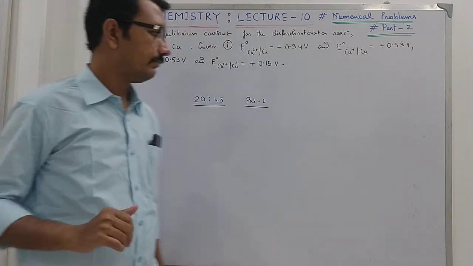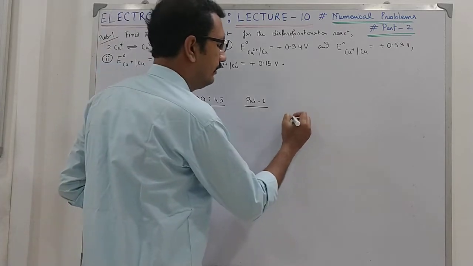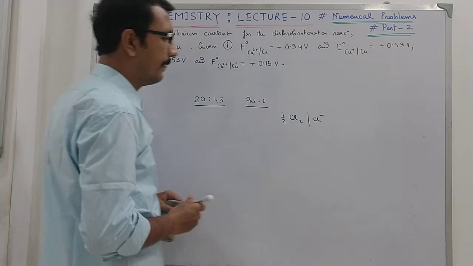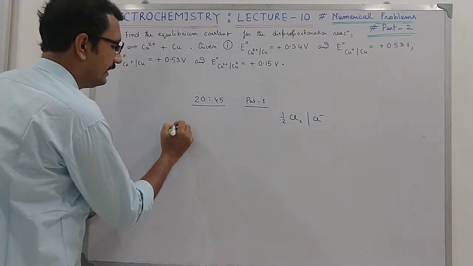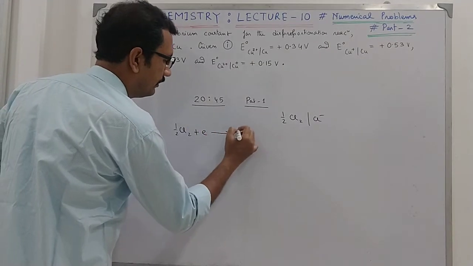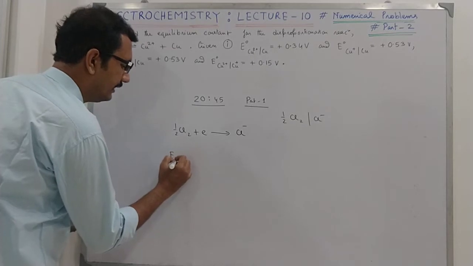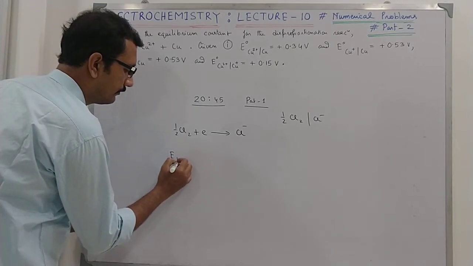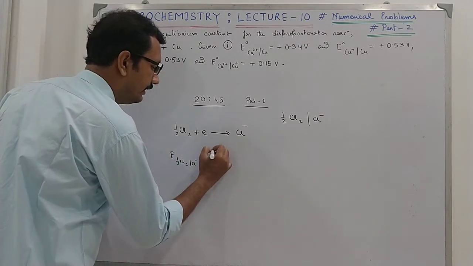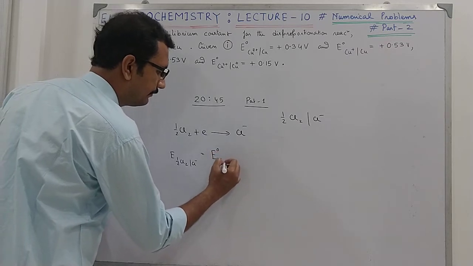Nernst equation for the electrode half Cl2 to Cl minus. So the reaction was half Cl2 plus electron gives Cl minus. The Nernst equation should be, this is the EMF of the single electrode and this is the same but in standard state.